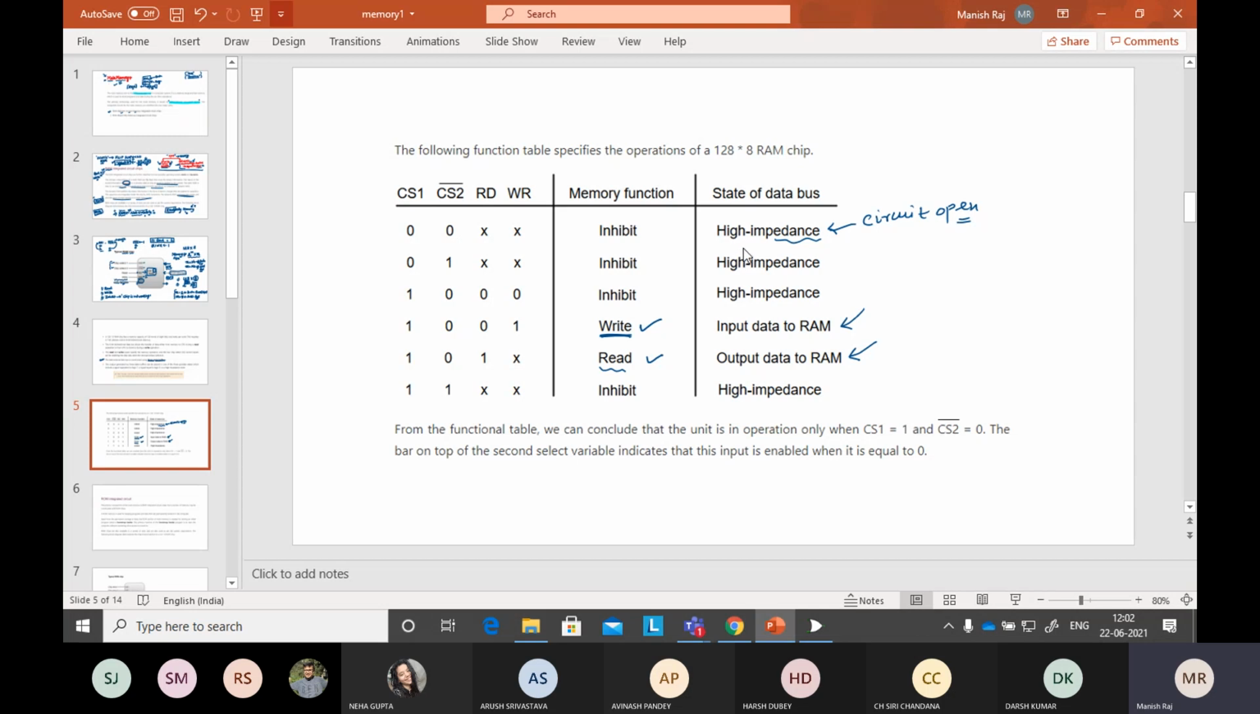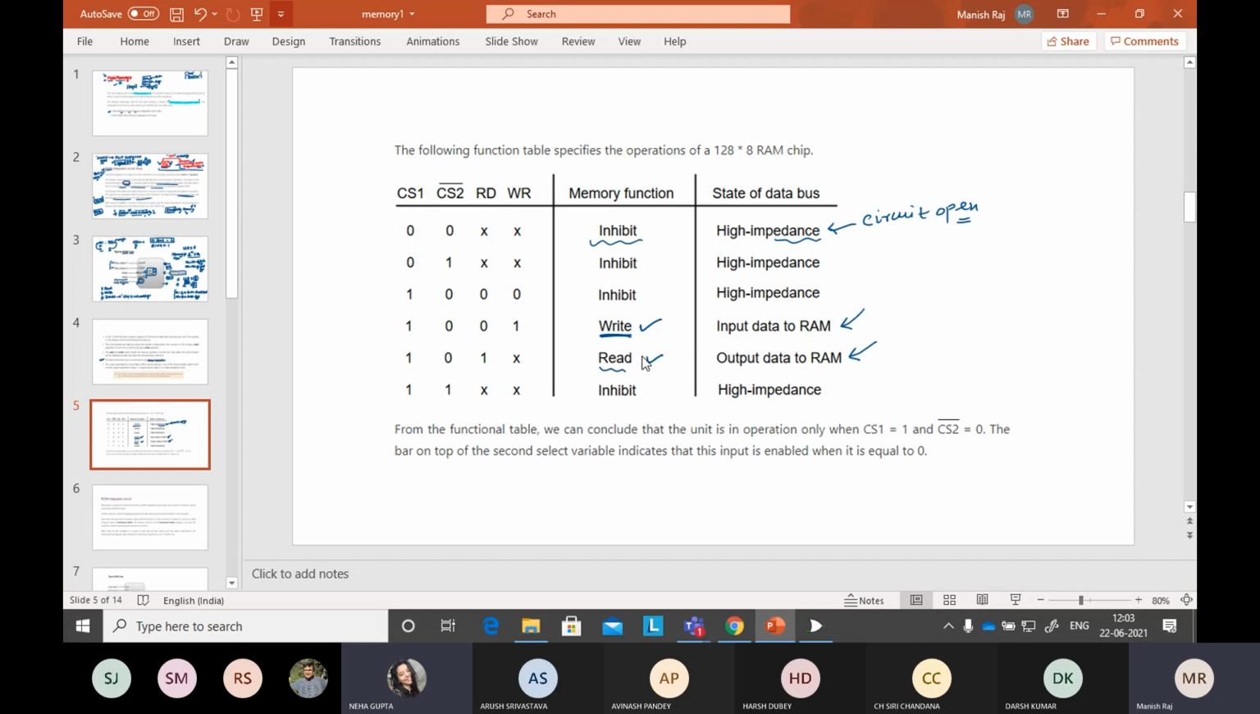What is the meaning of high impedance? The circuit is open, that condition will be inhibit. Second condition, if you are giving input into the RAM, then that is the write operation. And if you are taking the output from the RAM, then you are doing the read operation. Is it clear to everyone? Please tell me.